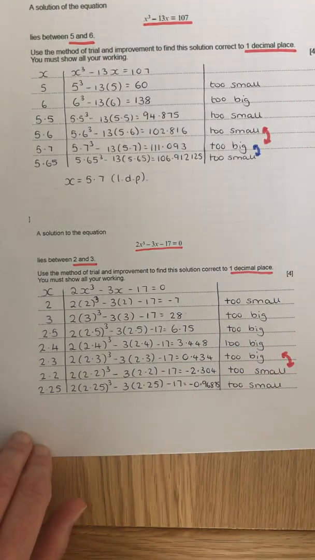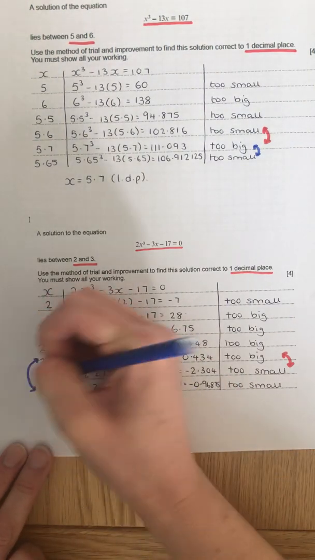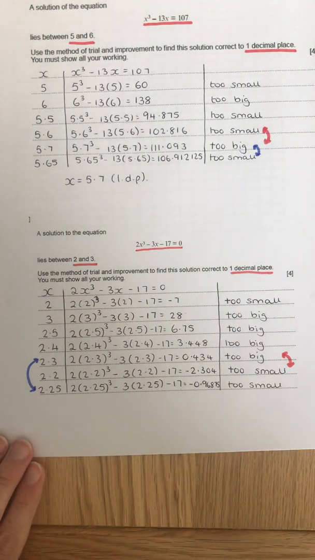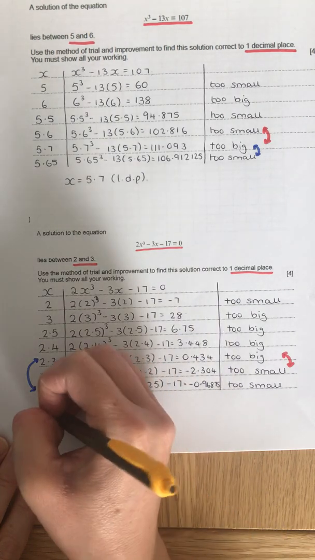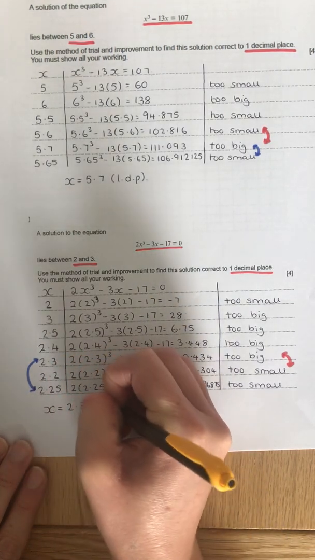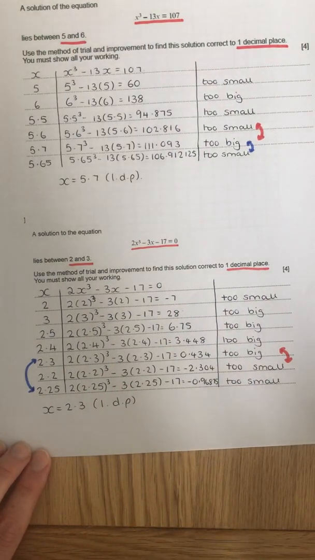So this time now, it's telling me my answer is between my 2.25 and my 2.3. So any number between 2.25 and 2.3, when I round that to one decimal place, it will go up to 2.3. So the answer is x is 2.3 to one decimal place.